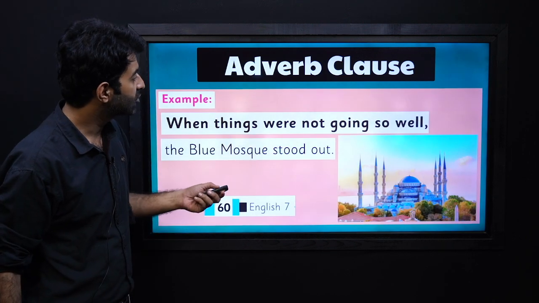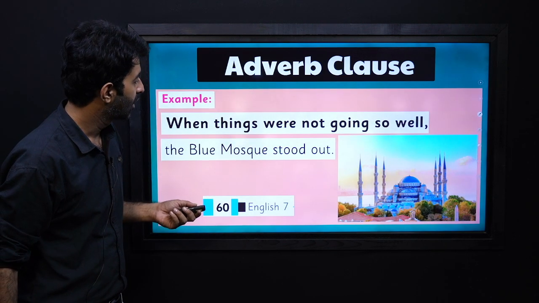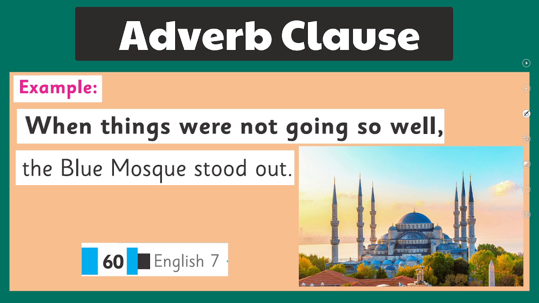All right, let's look at another example. When things were not going so well, the Blue Mosque stood out. Now, we know that we need to answer how, when, where, or to what extent something happened. So, we have the word when. Things were not going so well. We have subject and verb as well.